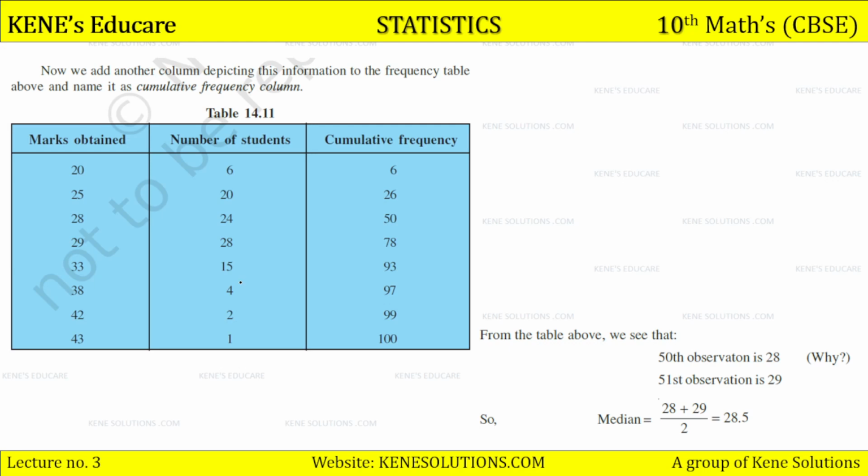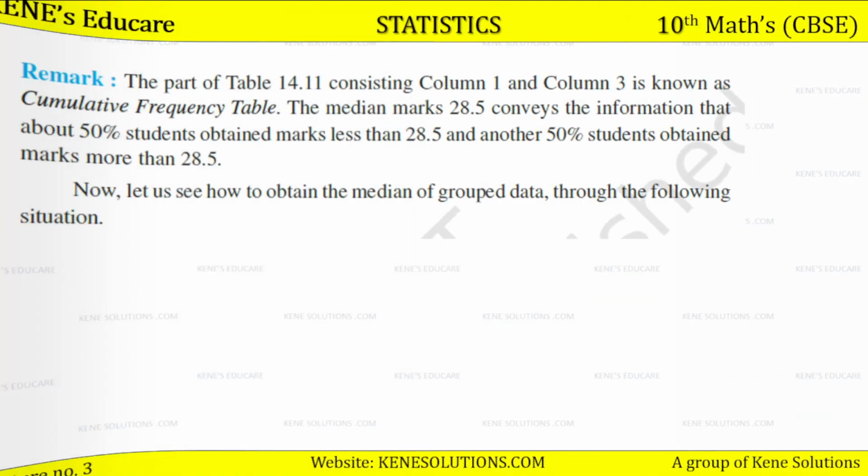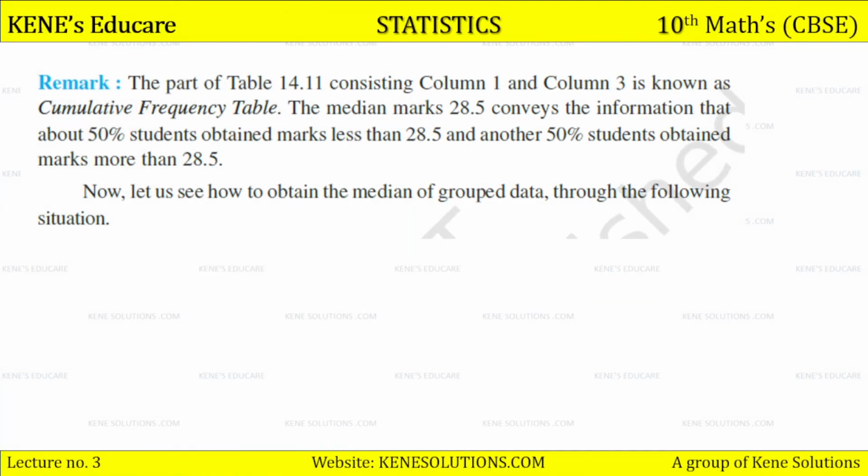So median is equal to (28 plus 29) upon 2, which is equal to 28.5. Remark: the part of table 14.11 consisting of column 1 and column 3 is known as a cumulative frequency table. The median marks 28.5 conveys the information that about 50% of students obtained marks less than 28.5 and another 50% of students obtained marks more than 28.5.